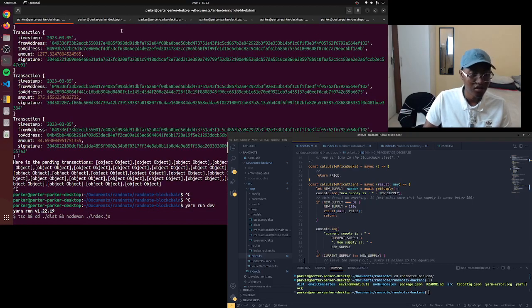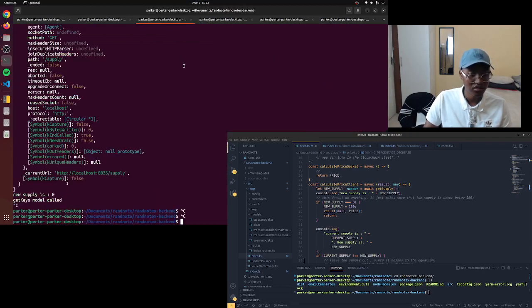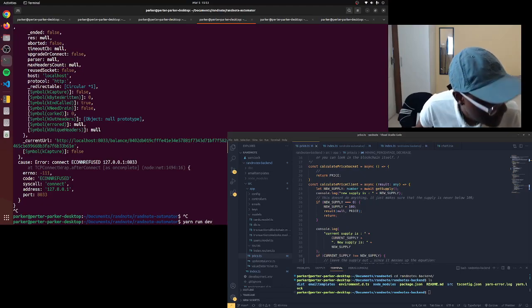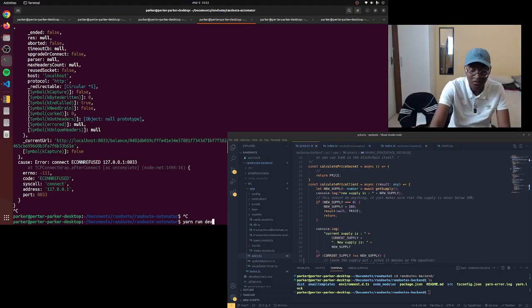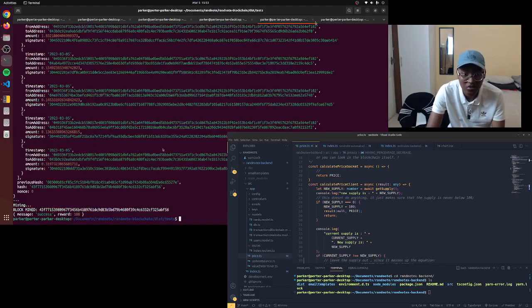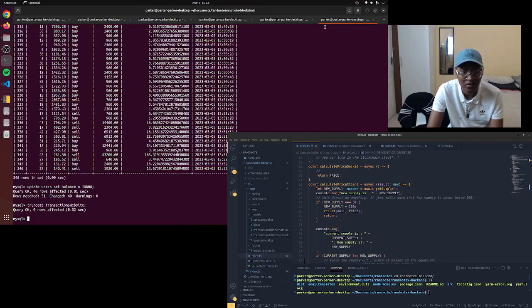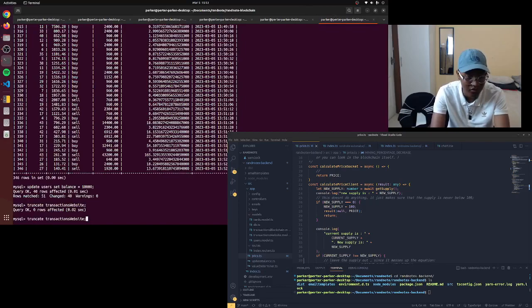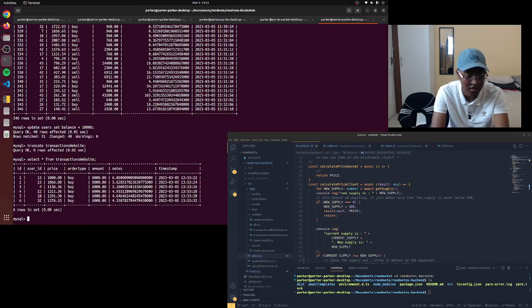So run the blockchain, run the backend, run the automator. Let's see what happens. Okay, it's working. Let's see what's happening in the transaction websites. Transactions are going through.